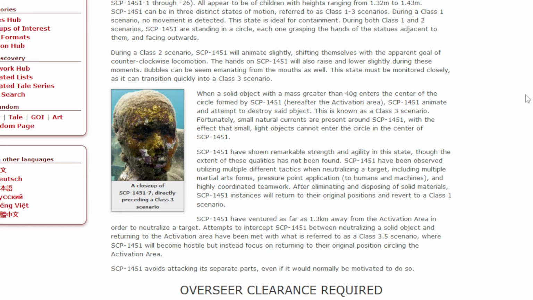When a solid object with a mass greater than 40 grams enters the area of the circle formed by 1451, hereafter known as the activation area, SCP-1451 will animate and attempt to destroy said object. This is known as a Class 3 scenario. Fortunately, small object natural currents are present around SCP-1451, with the effect that small light objects cannot enter the circle in the center of 1451.